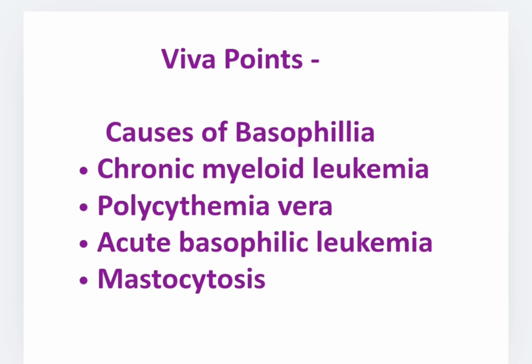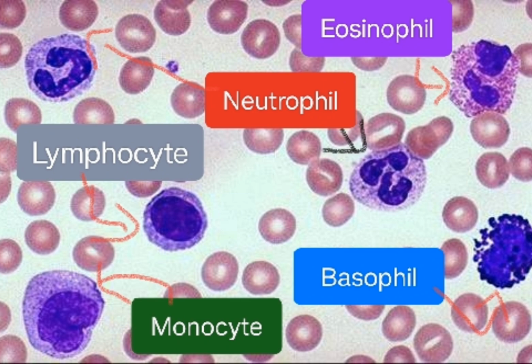After this learning, I hope it is easy to identify all the cells on a peripheral smear. So in this image we can appreciate neutrophil, eosinophil, basophil, monocyte, lymphocyte, and in the background RBCs.